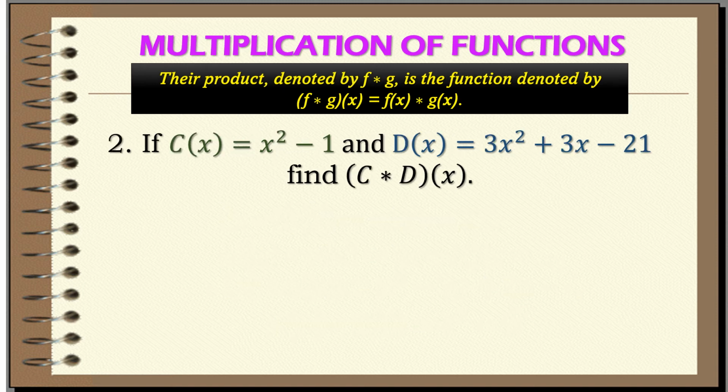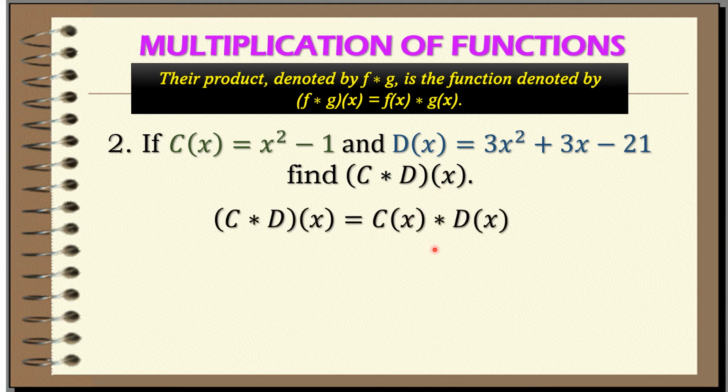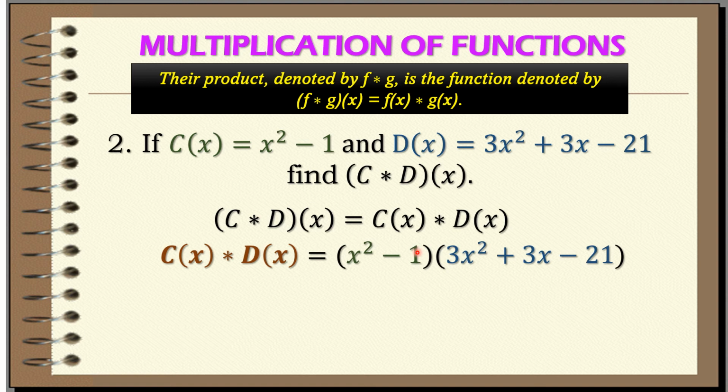Example number 2. If c of x is equal to x squared minus 1 and d of x is equal to 3x squared plus 3x minus 21, find c times d of x. The first thing to do is to define the operation. And then on the next line, we put the value of c of x, x squared minus 1, times the quantity of the value of d of x, which is 3x squared plus 3x minus 21. We have to copy the given functions above, and then we multiply them.